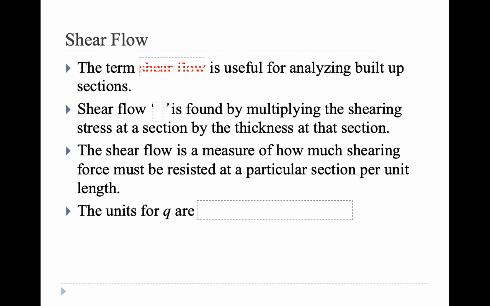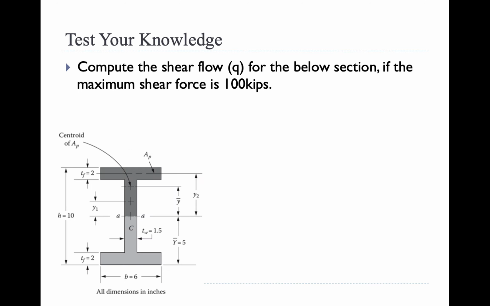Like I said at the beginning of the lecture, shear flow is useful for built-up sections where you want to know what the shear is through the section and how it's flowing through the section. It's abbreviated as q, and the units for this are force per unit length. It's simply the measure of how much shear force must be resisted at a particular section. So let's do a quick example. We want to find the shear flow for this section that has a maximum shear force of 100 kips.